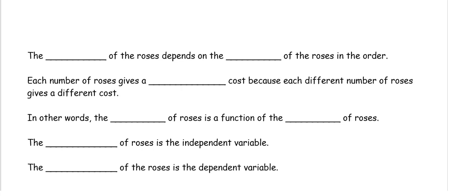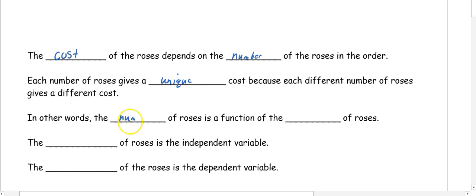If we're going to write a dependency statement here, we would say that the cost of the roses depends on the number of roses in the order. Each number of roses gives us a unique cost because each different number of roses gives us a different cost. So in other words, we can say that the cost of roses is a function of the number of roses, which means here then that the number of roses is going to be our independent and the cost of the roses is going to be our dependent.